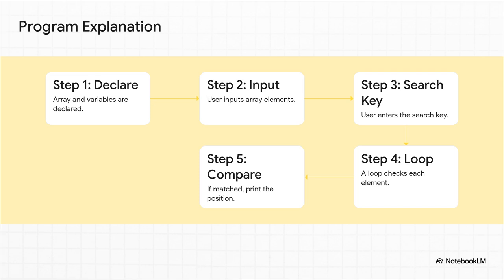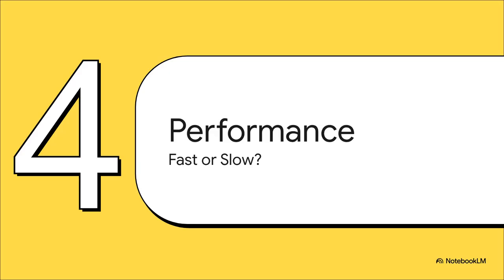And if the loop gets all the way to the end without finding a match, then it returns -1, which is our signal that the number isn't in the array. So we know it's simple. We know it works. But is it any good?